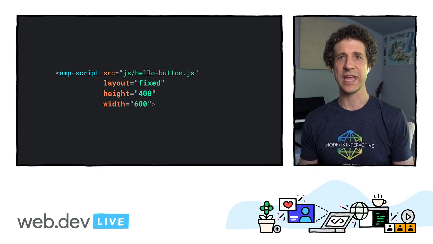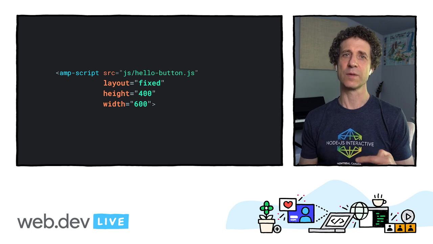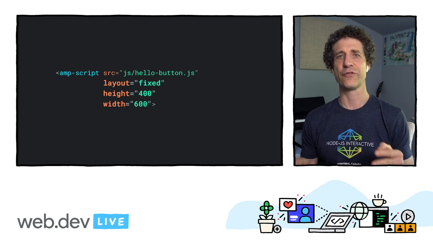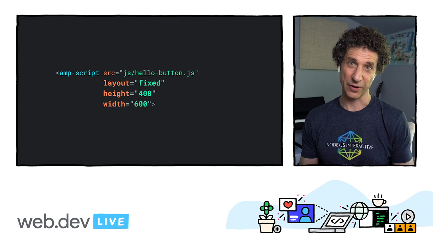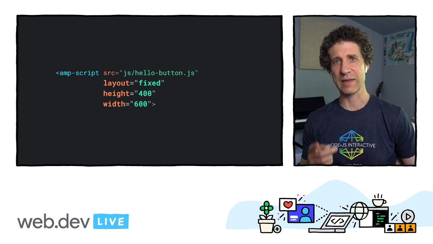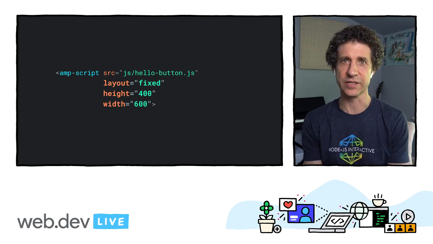AMP tries hard to guarantee low cumulative layout shift to keep page elements from moving around. If your code makes mutations to the page that would really disturb the page layout, AMP reserves the right to disallow those changes or even shut the worker down. If your AMP script container can't change size, it can't disturb the page as much, and it gives you more freedom. That's why I specified the height and width here in the HTML, and why I didn't choose AMP's container layout. There's a lot to this, so check the documentation on amp.dev for details.